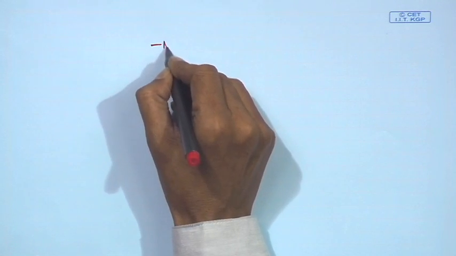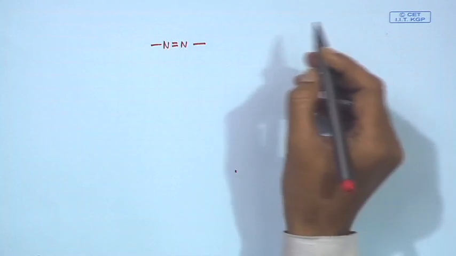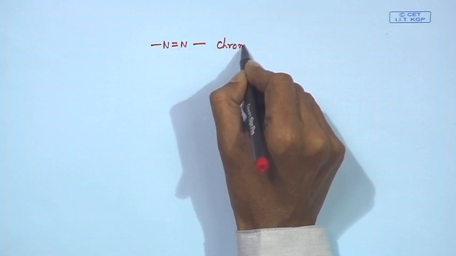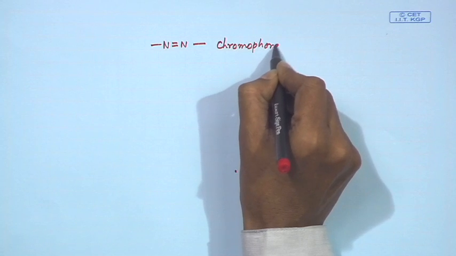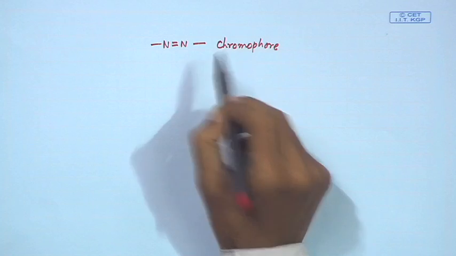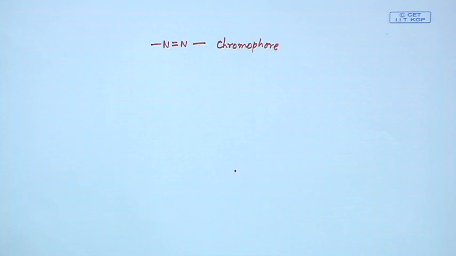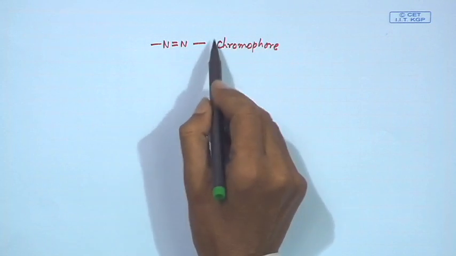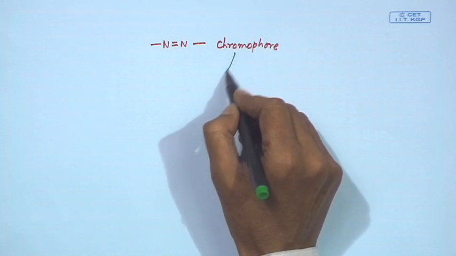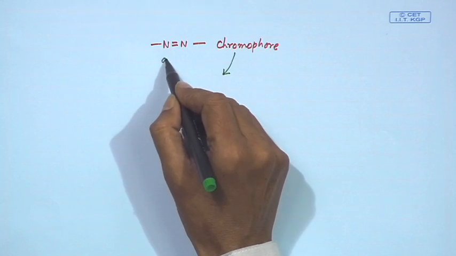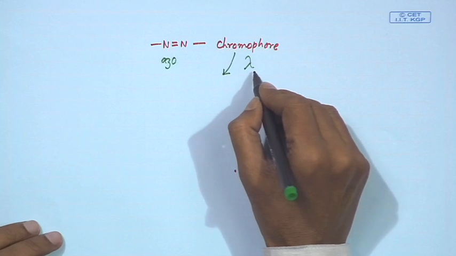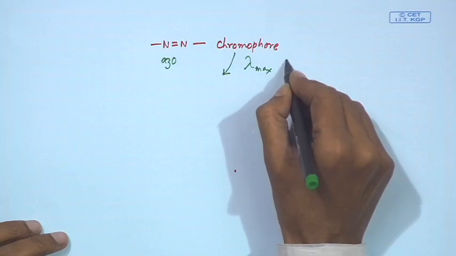If we have an azo function in any organic molecule, it gives rise to color, and this part of the big molecule is known as the chromophore of that molecule. In most of these cases, this particular azo chromophore can give rise to a corresponding color absorption, that means its lambda max, in the visible range.